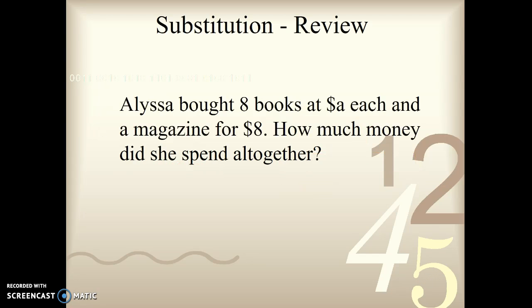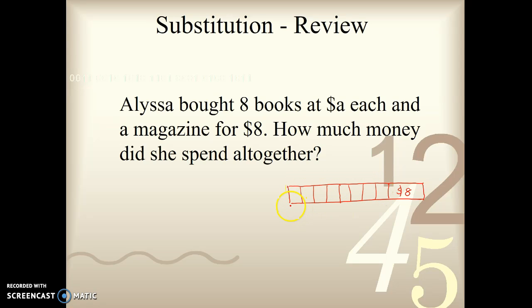Next one. Alyssa bought 8 books at $8 each and a magazine for $8. How much money did she spend altogether? I like this model. This is really fun. Okay, this is how we're going to draw this. So Alyssa bought 8 books at $8 each. We don't know how many dollars A is. Plus a magazine for $8. So let's put her magazine right there. Now we're going to put her units of books over here.